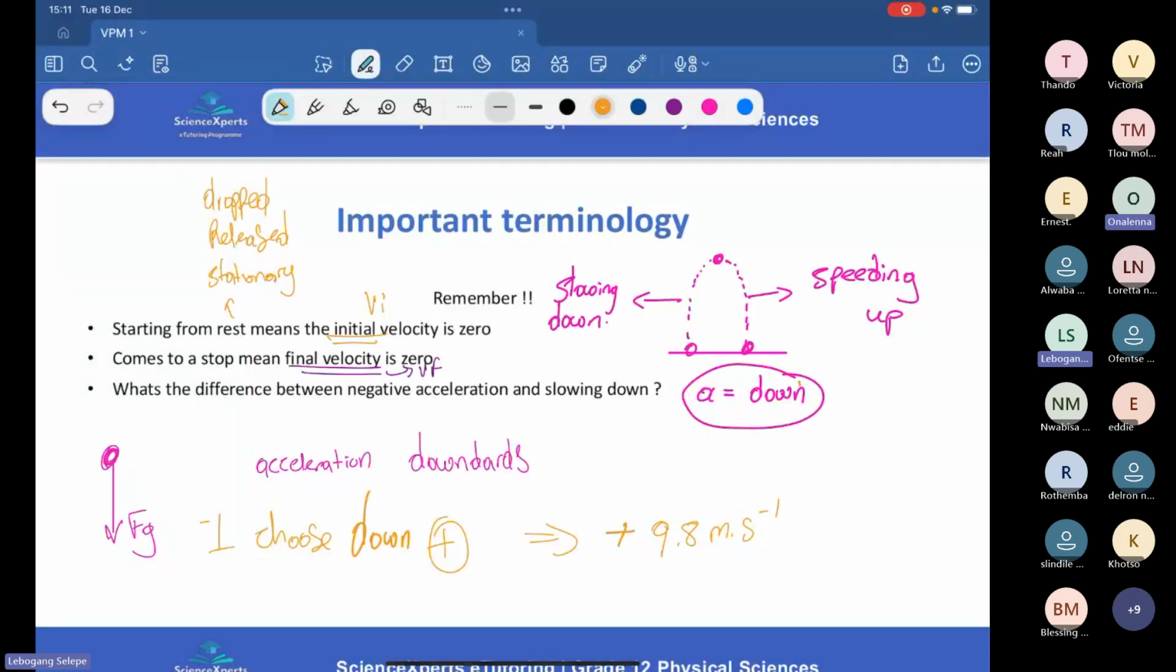So how would the direction that you chose influence that? It has no interference with that. If the object is moving up, it will always be slowing down. That is standard. It won't change. Whether you choose up as positive or up as negative, it will always be slowing down.